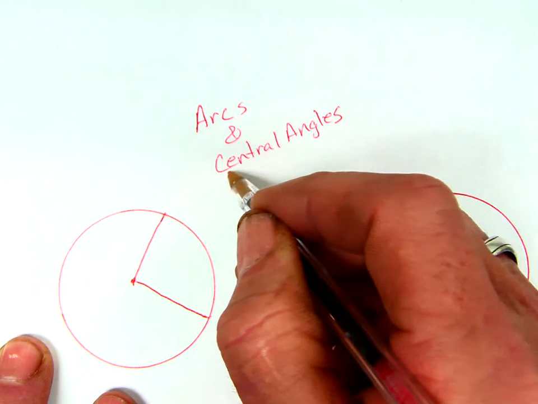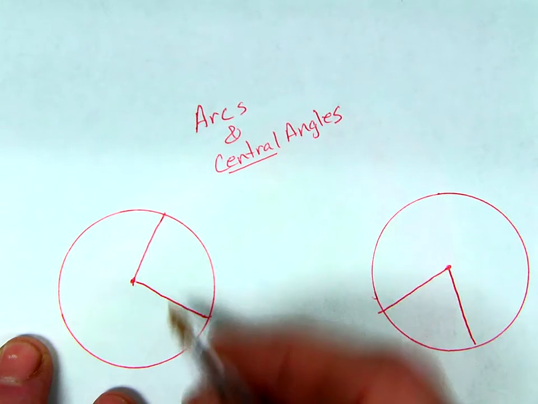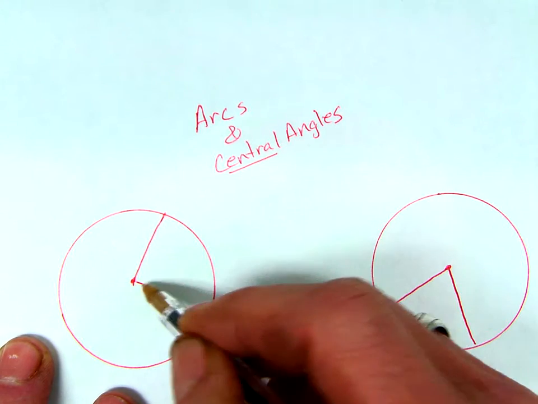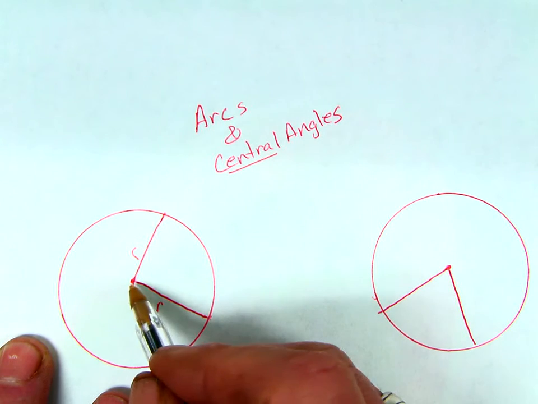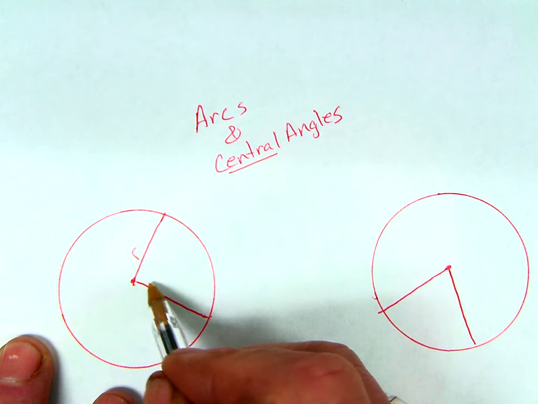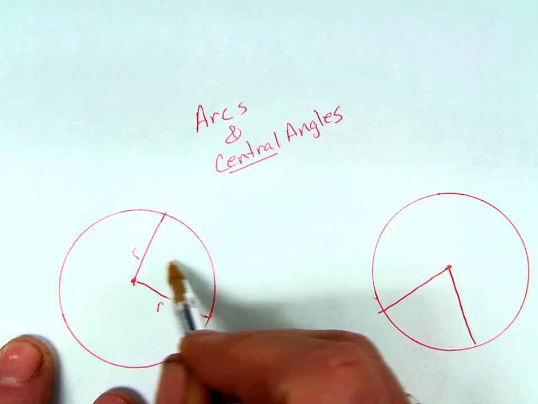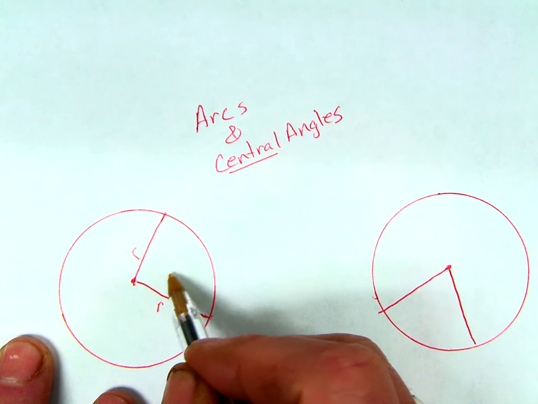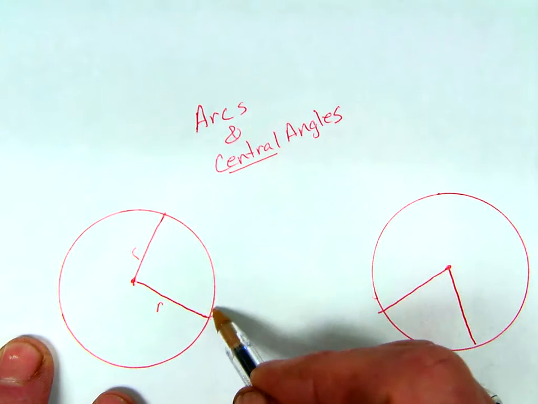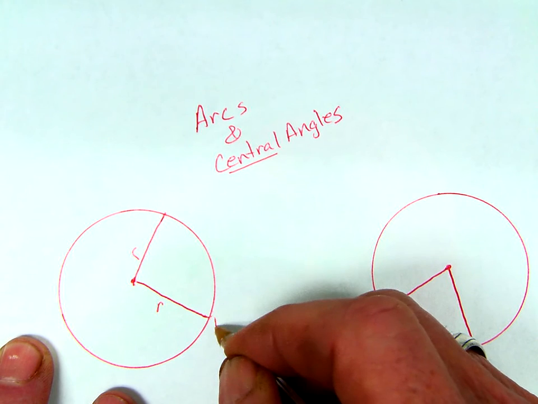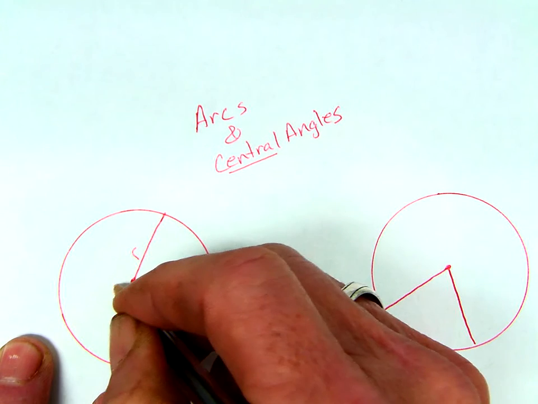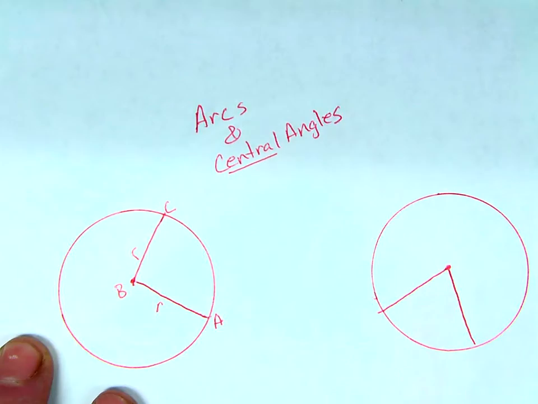That's why they call it central. It's made with two radiuses. Here's a radius, here's a radius. They make this angle right here. This is a central angle. This central angle creates this arc right here. Let's just put some letters with this. A, B, C.